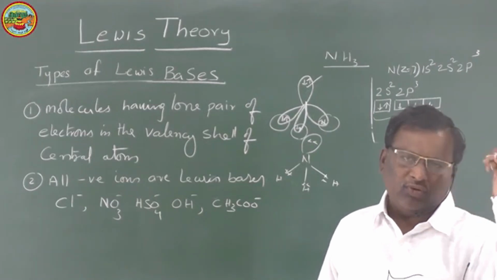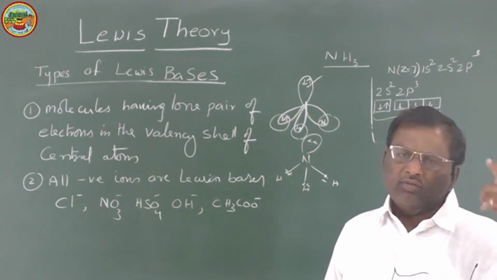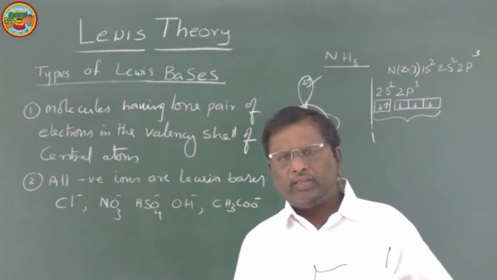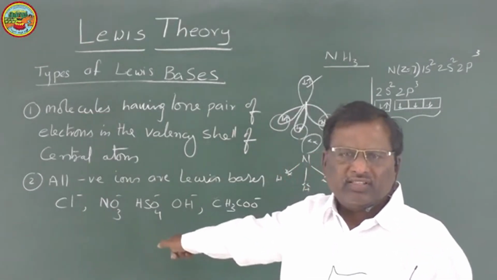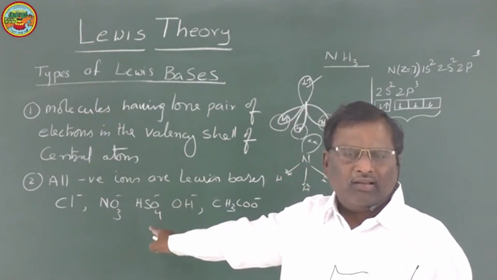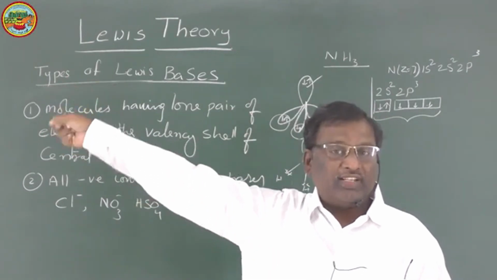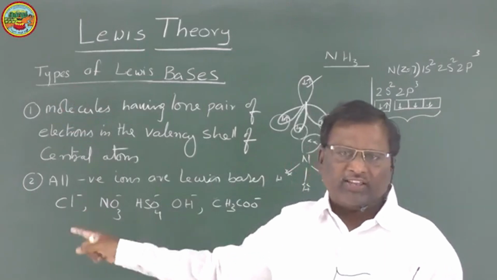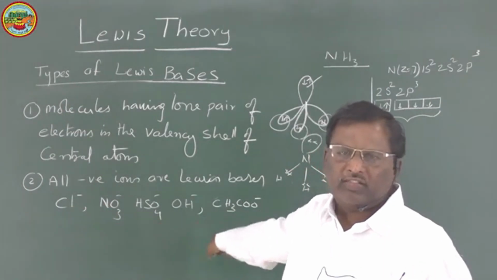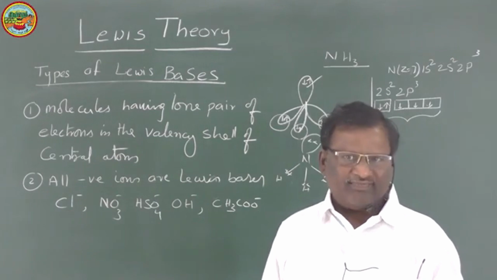In other terms, if you recollect what was explained in Bronsted theory, all these species are conjugate bases of Bronsted acids. For example, if you add an H plus ion to these species, you will get an acid.